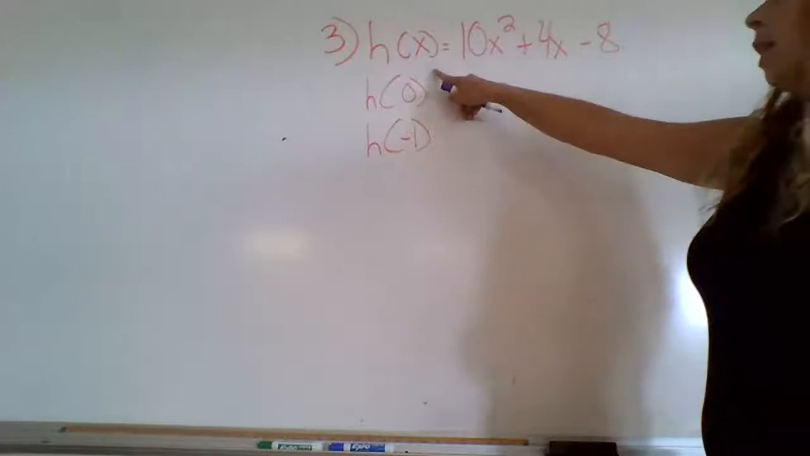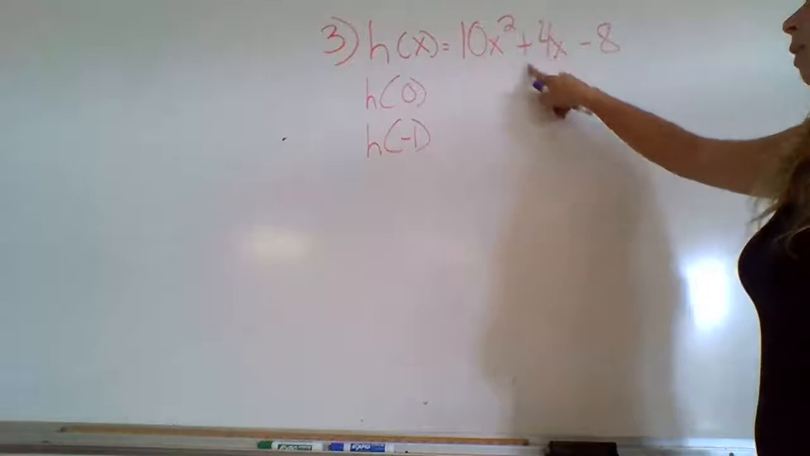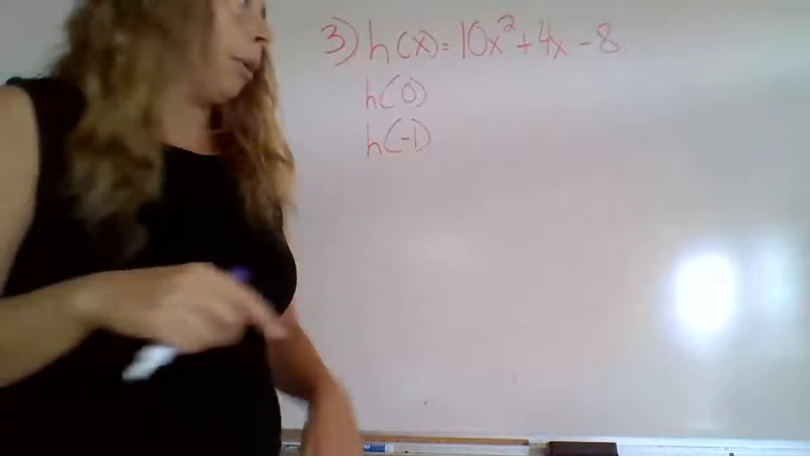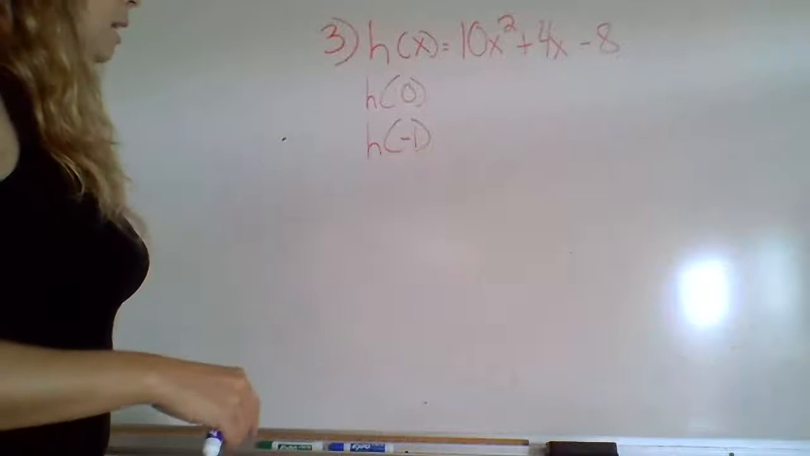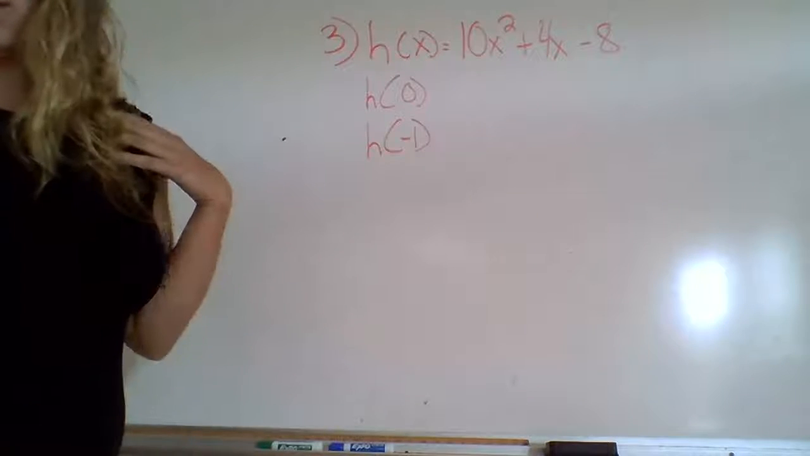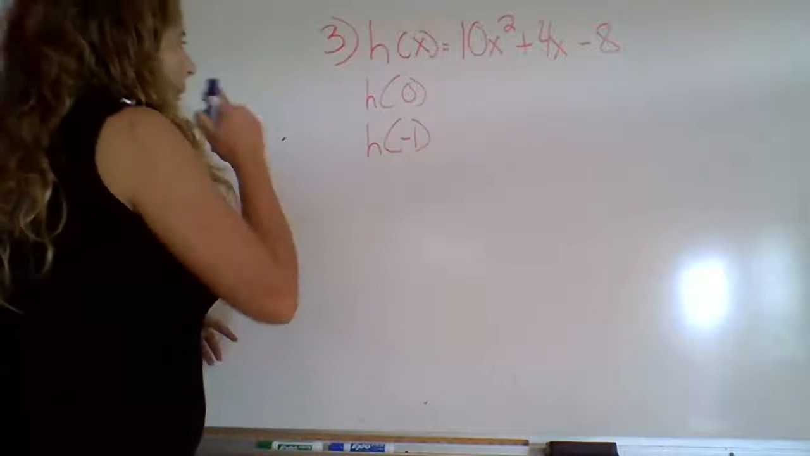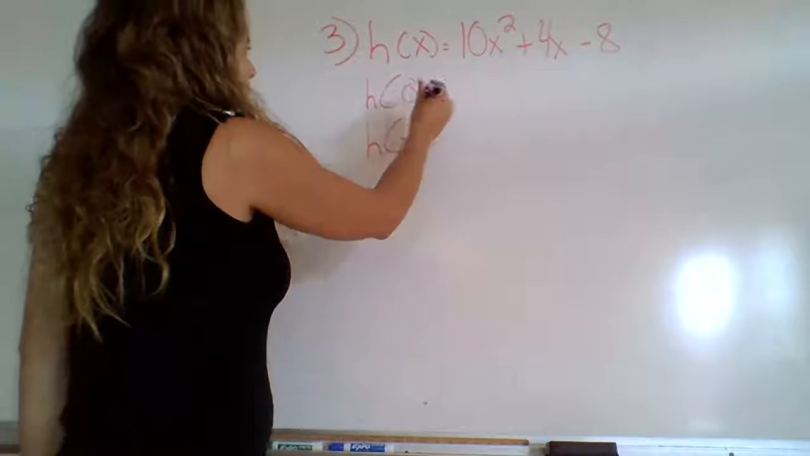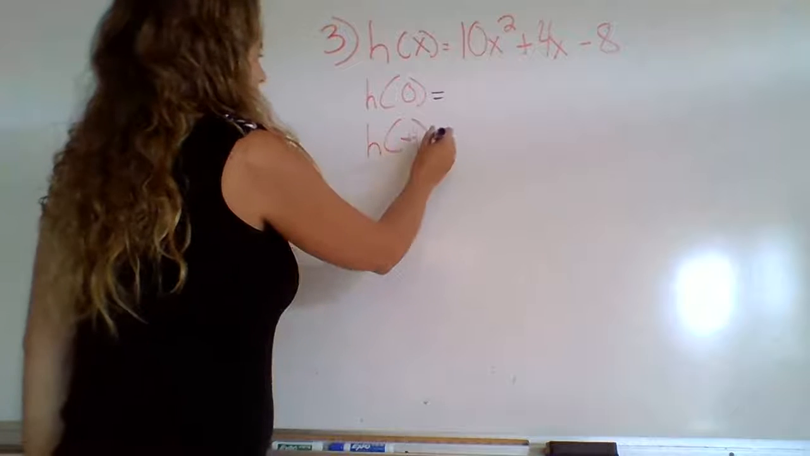So they give you h of x equals 10x squared plus 4x minus 8. Actually, I guess I give it to you because I made up the homework. Okay, and then it says solve for the given values. All right. So h of 0 equals what? And h of negative 1 equals what?